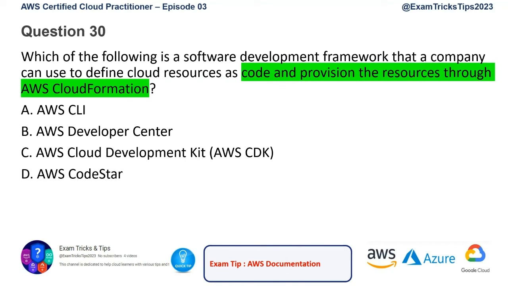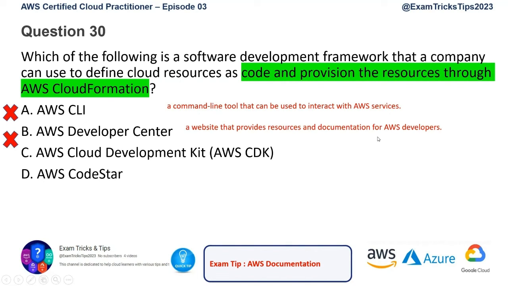AWS CLI, option A. AWS CLI is a command line tool that can be used to interact with the AWS services. It doesn't provide you a way of coding and provisioning the resources using CloudFormation. So that's wrong for me. Option B, AWS Developer Center. I'll put the links in the video description later on, but essentially this is a website. It's just informative documentation. It's for developers, so it's a reference website. It's not a coding or provisioning tool with AWS CloudFormation. So that's a wrong answer.